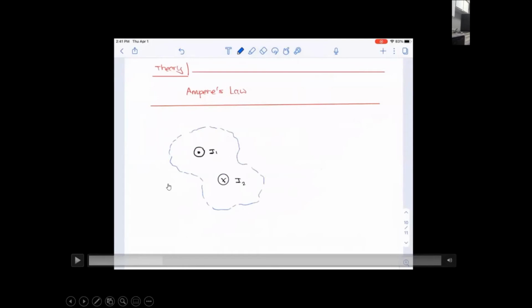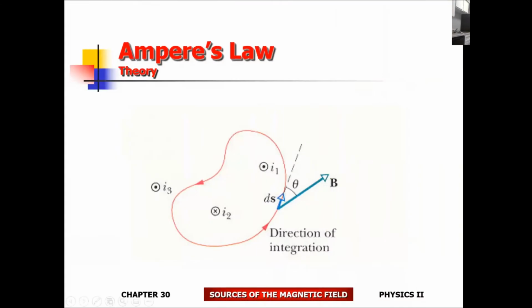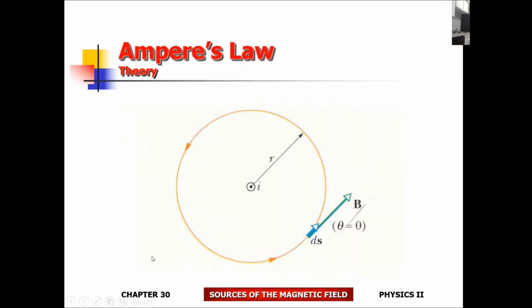So within this region, you've got two current elements, and you are interested in the total magnetic field along the direction of the Amperean loop. So you're going to traverse the loop in this direction. The total magnetic field along the direction of the loop is going to depend on the net current within. If the current is coming out of the page, it's going to be positive. If it's going into the page, it's going to be negative. So the strength of this magnetic field is dependent upon the net current within. This current is going to have a contribution, and so is this one. This current is not going to have a contribution to the strength of the magnetic field.